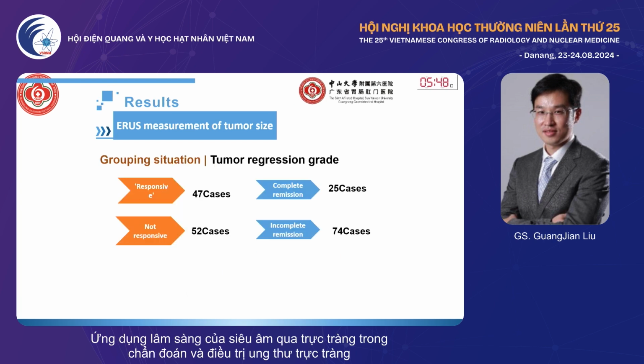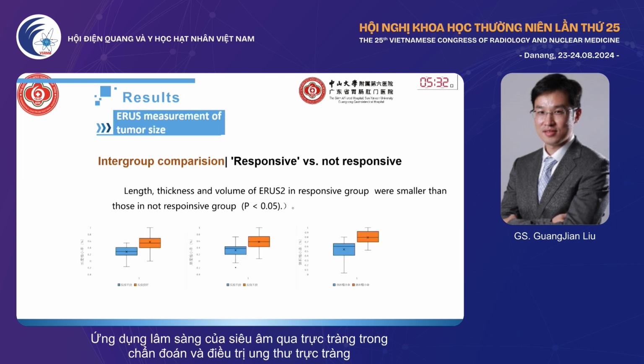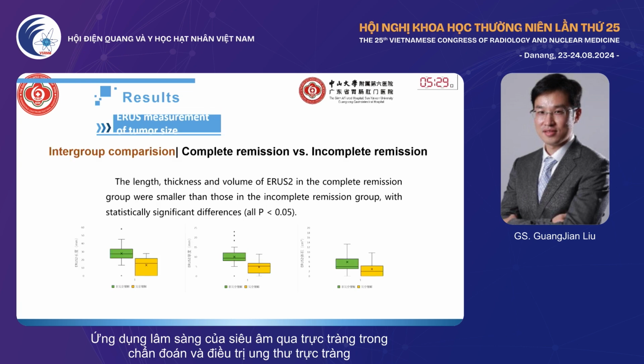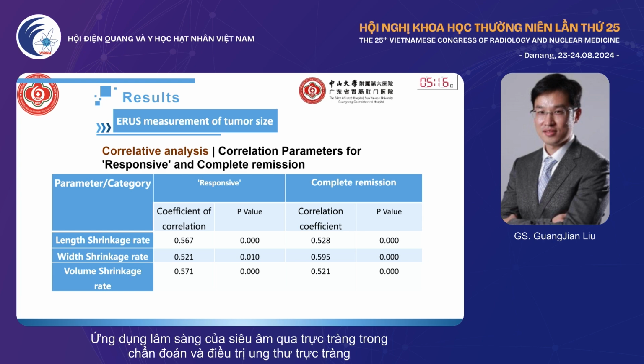If we use responsive versus non-responsive, and complete versus incomplete, to compare, we found in the responsive group, the tumor shrinkage rate is much higher than the non-responsive. For the complete and the incomplete remission, it is the same. In the complete remission group, the tumor shrinks even much more than the incomplete. We also found the length shrinkage rate is correlated with the treatment response.